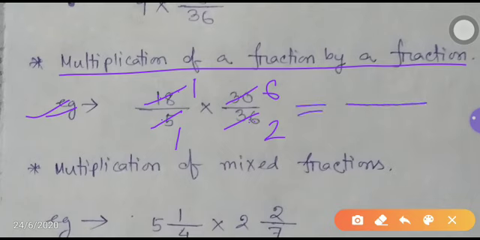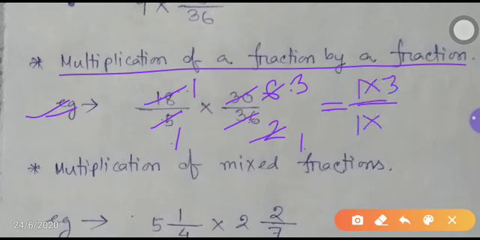Next step, you see, in the numerator here 1 into 6 and here 1 into 2. Oh wait, again you see between this 6 and 2 a common factor is there. By 2: 2 ones are 2, and 2 threes are 6. Now again no common factor is there. Here we have 1 and 3 in the numerator, and in the denominator 1 and 1. So 1 into 3 on top and 1 into 1 downside. That means 3 by 1, ultimately equal to 3. So this is our multiplication of a fraction by a fraction.